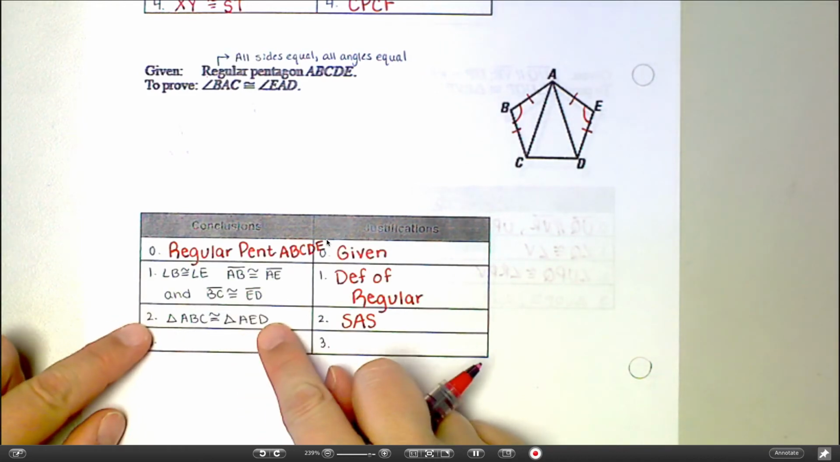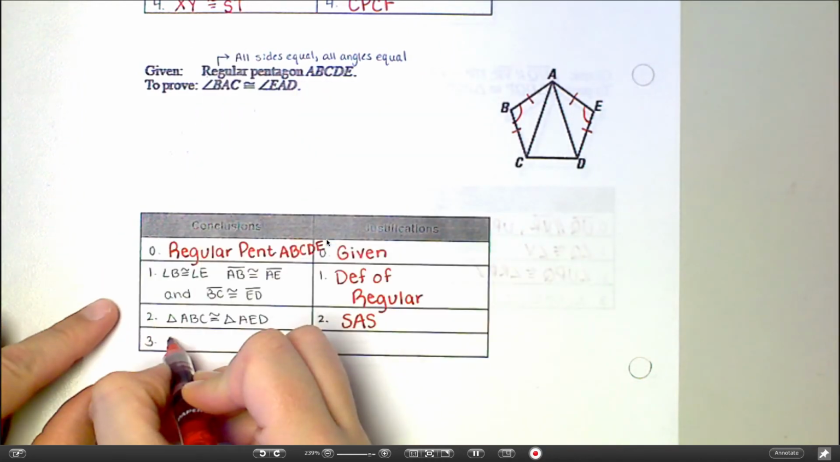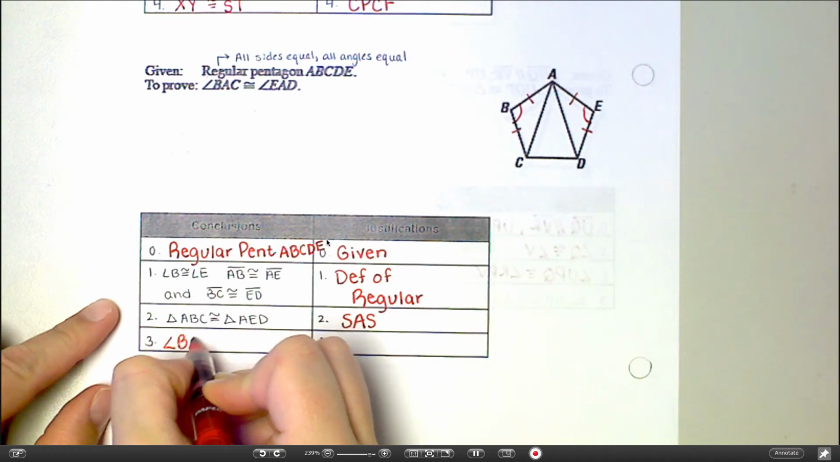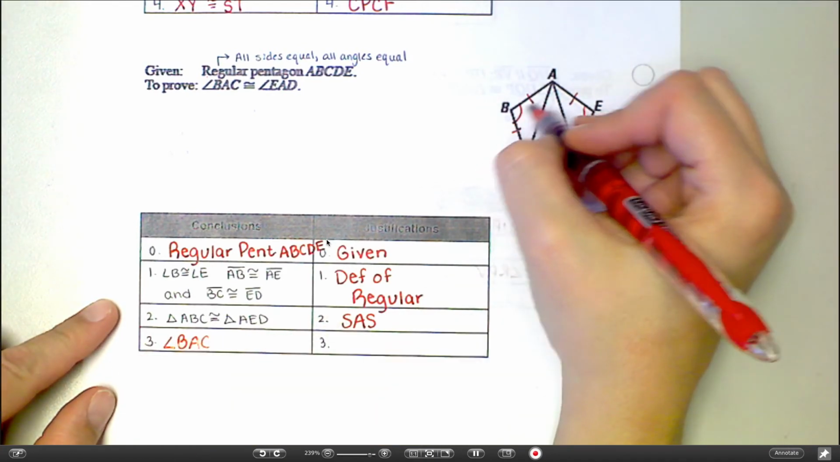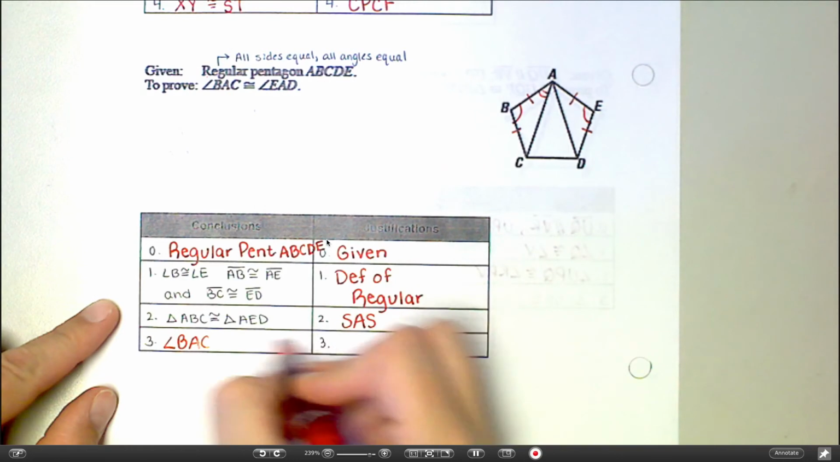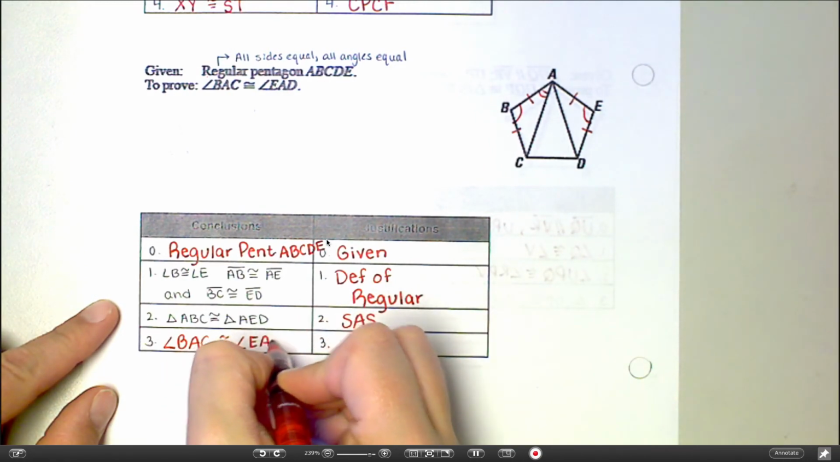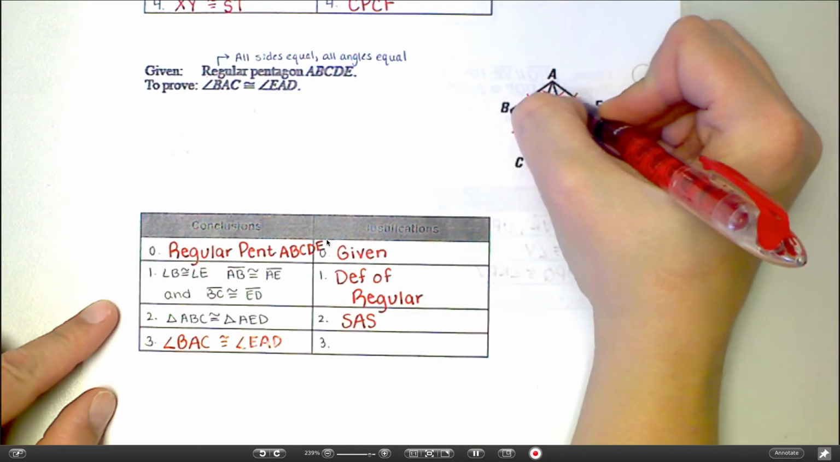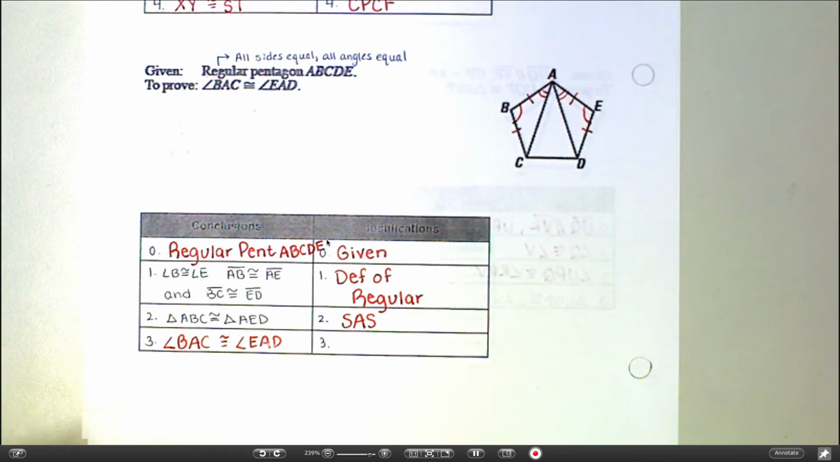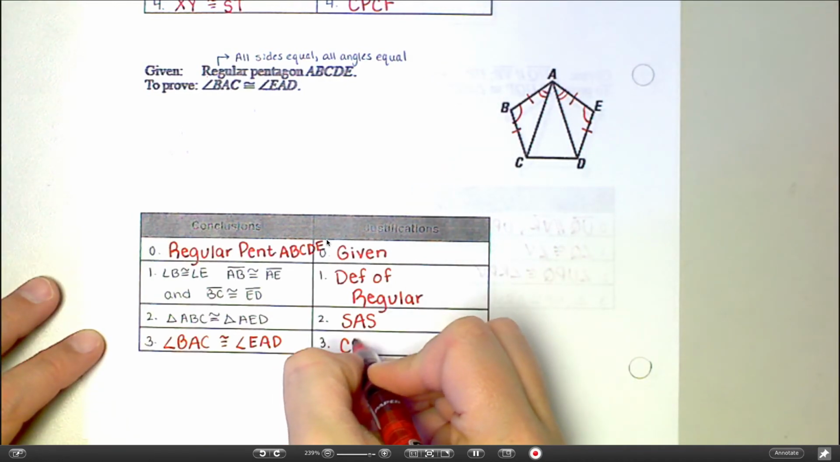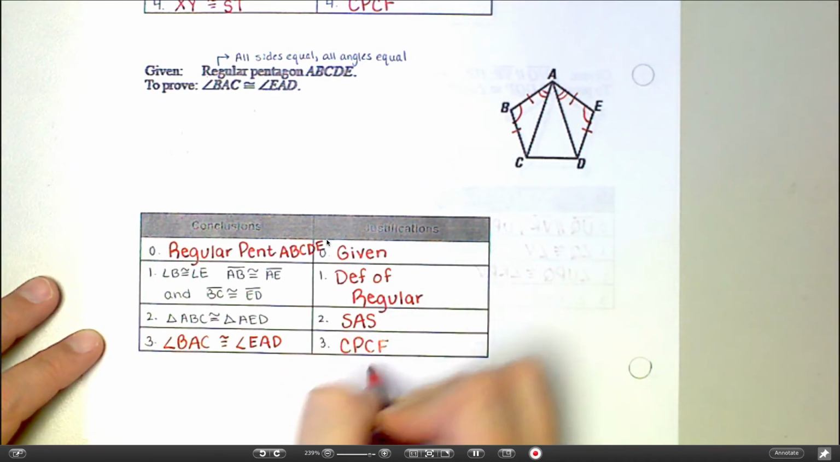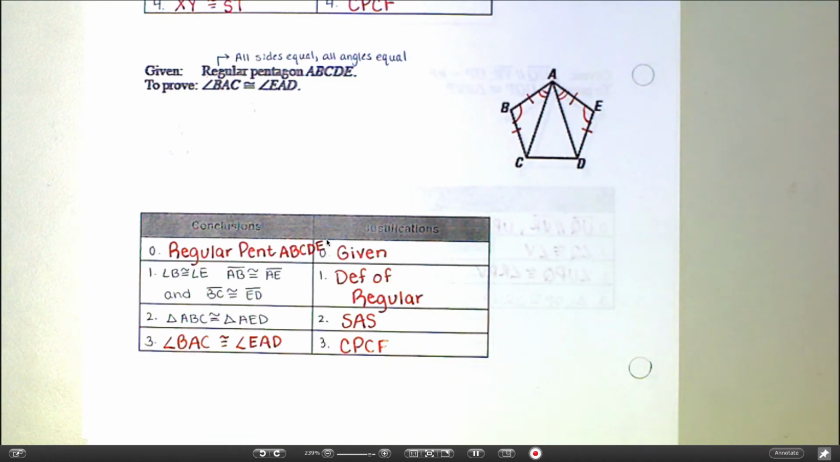So now, how do I know that angle BAC, which is this little guy, would have to be congruent to angle EAD, which is this little guy? How do I know those two little pieces would have to be equal? Brooklyn. CPCF. You got it, CPCF. So are you starting to see some patterns in these, I hope? Definition of regular. I don't understand. Okay, she just told us.